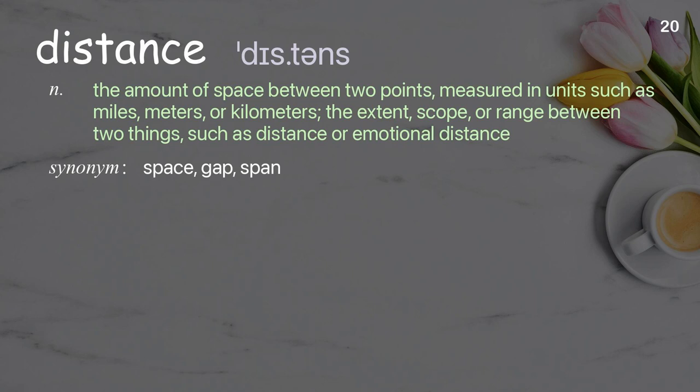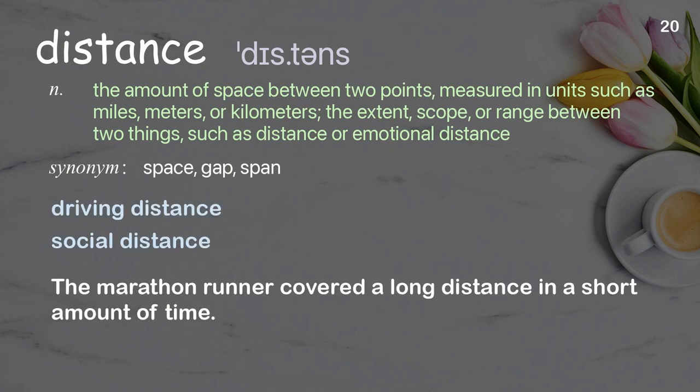Distance. The amount of space between two points, measured in units such as miles, meters, or kilometers; the extent, scope, or range between two things, such as distance or emotional distance. Examples: driving distance, social distance. The marathon runner covered a long distance in a short amount of time.